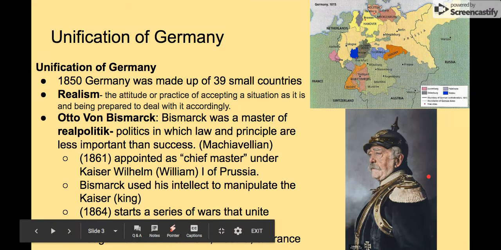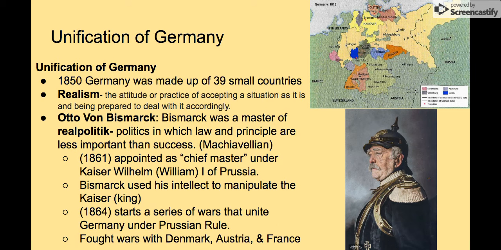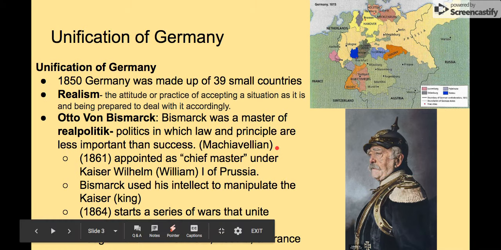He was a master of what we call realpolitik, which is a political principle that it's less important to have peace than success, right? Whatever you have to do to achieve your objective is okay as long as you achieve it. This is similar to Machiavellian beliefs that we've talked about in the past.